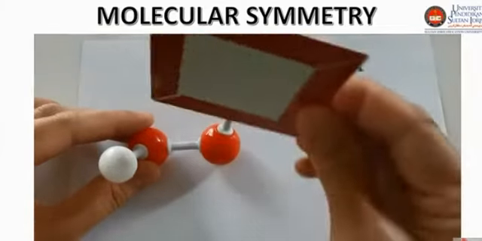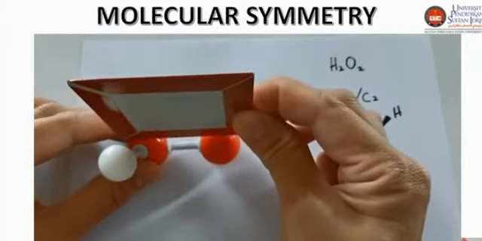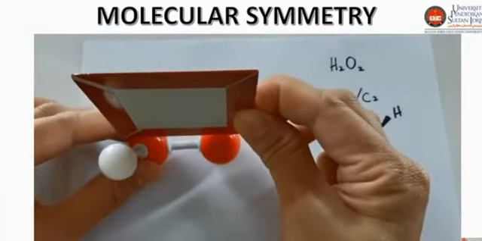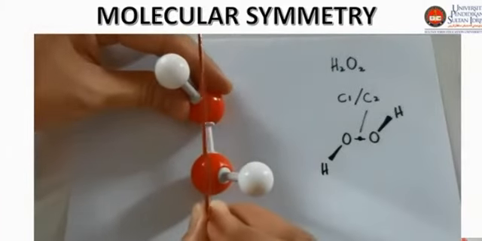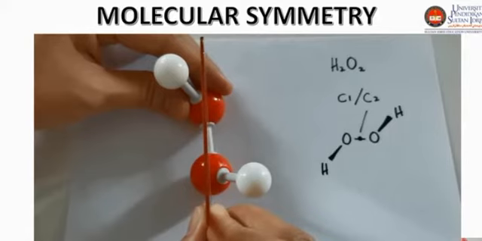So the plane cutting through here, or maybe we can change the view like this. So the plane cutting through here, and we can see that the hydrogen reflects through this plane, and again we don't get the same configuration.